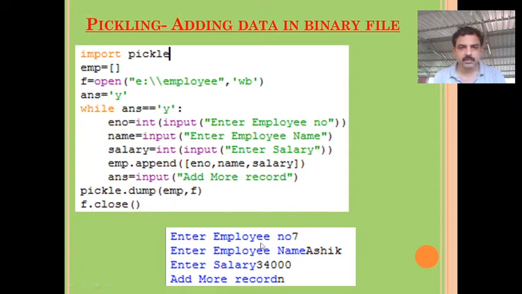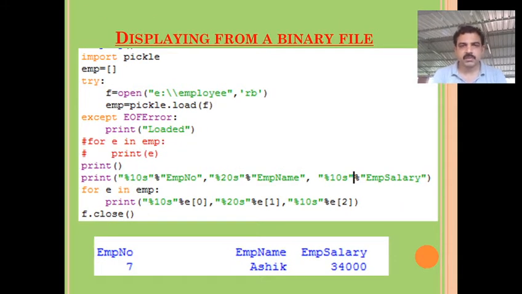To run this program, it will ask for the employee number, name and salary. Whatever we entered will be stored as a list. The append function is used for adding to the list. After that we will transfer that list to the file. Clear? This is how pickling or adding data in a binary file is done. Similarly, if you want to display from the binary file, we need to open the file. Here import pickle has to be written, then we will take an empty list.